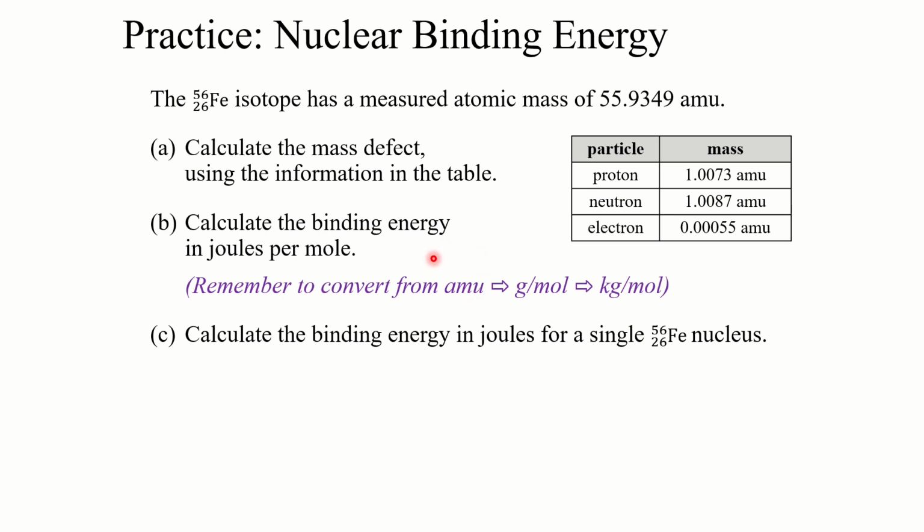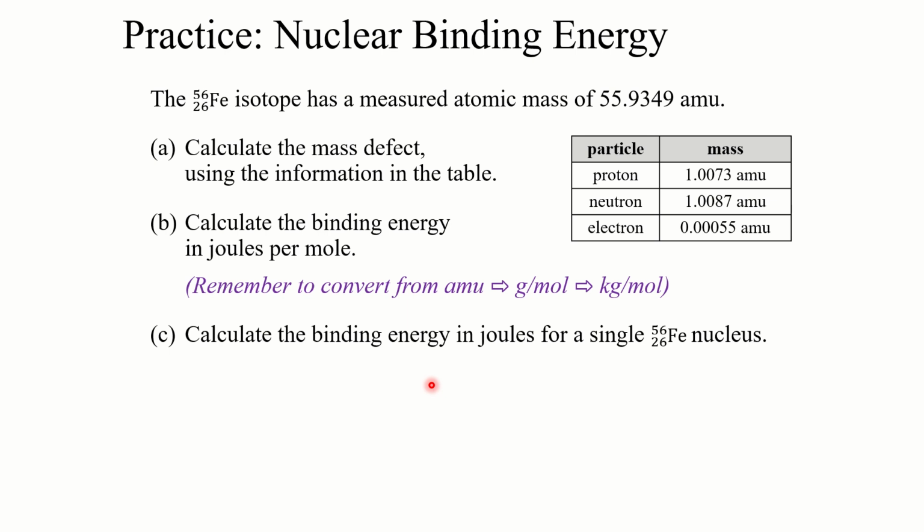Okay, correct answers here. For letter A, you should have found the answer to be 0.5302 AMU. For letter B, the answer is 4.78 times 10 to the 13th joules per mole. And for letter C, it's 7.91 times 10 to the negative 11th joule per nuclei.